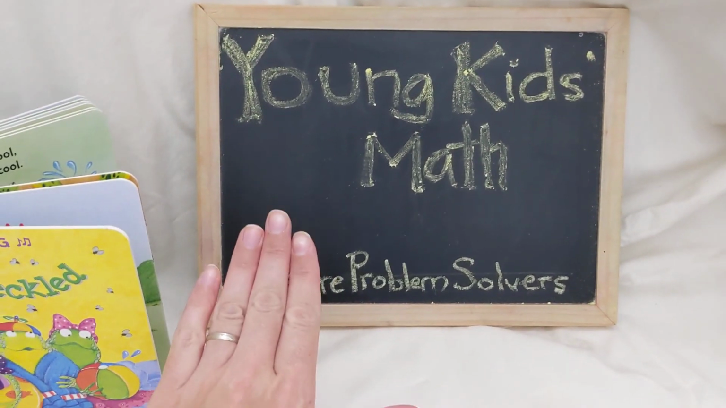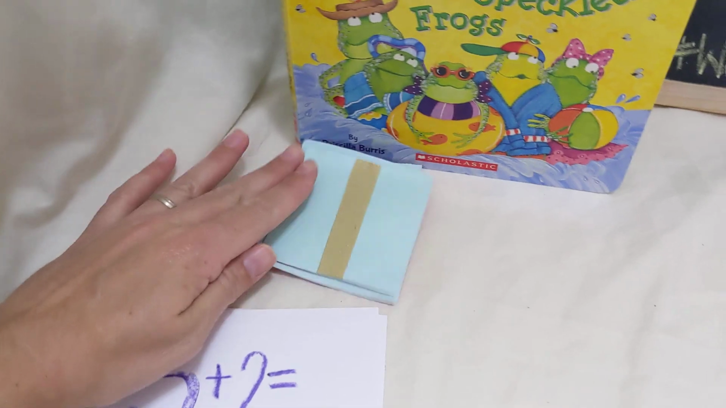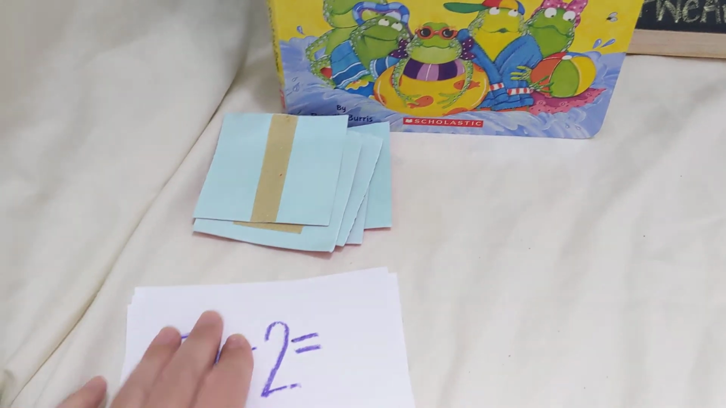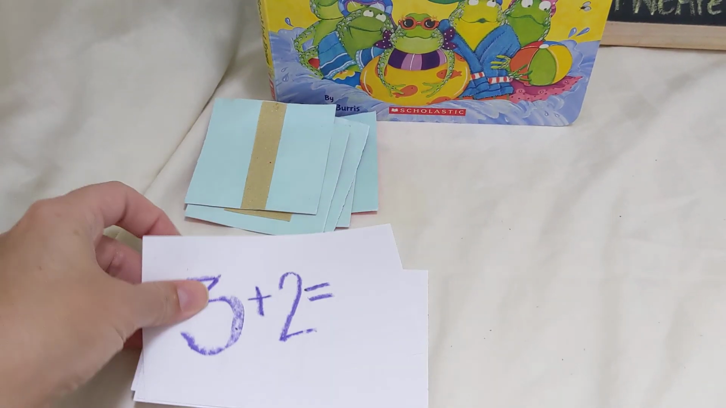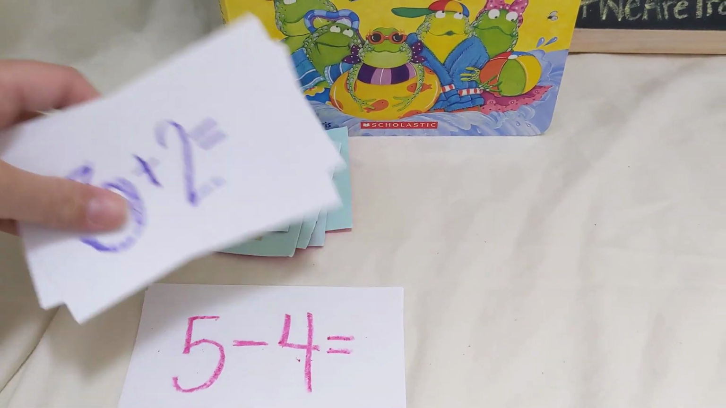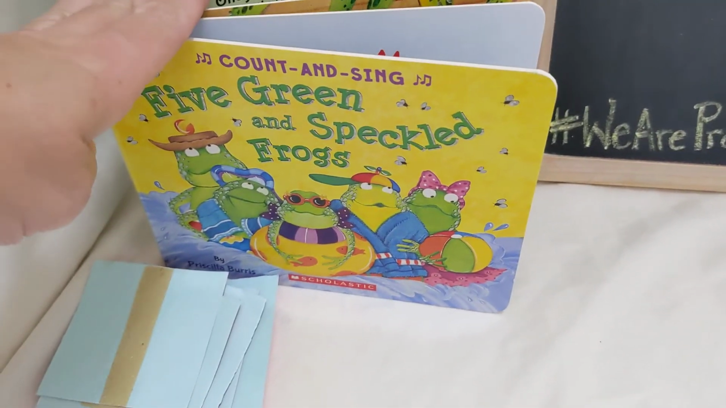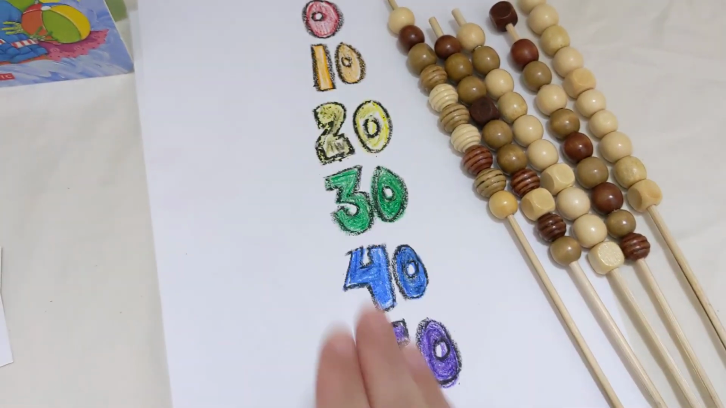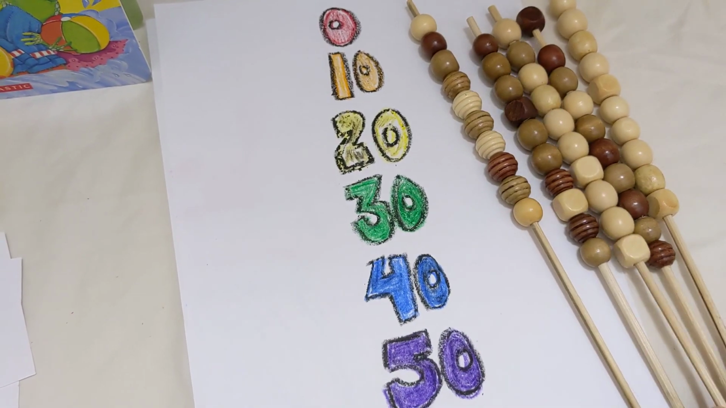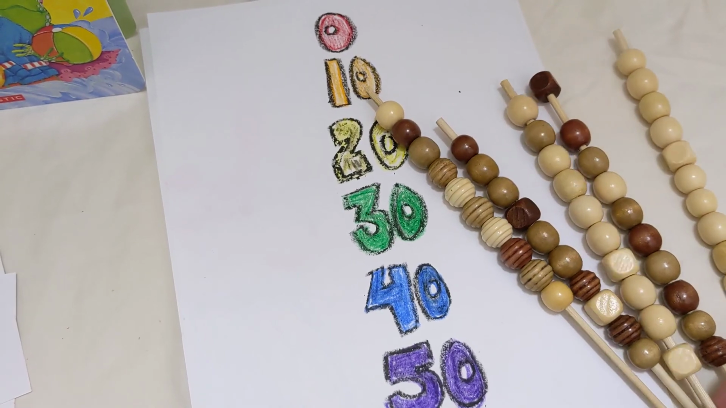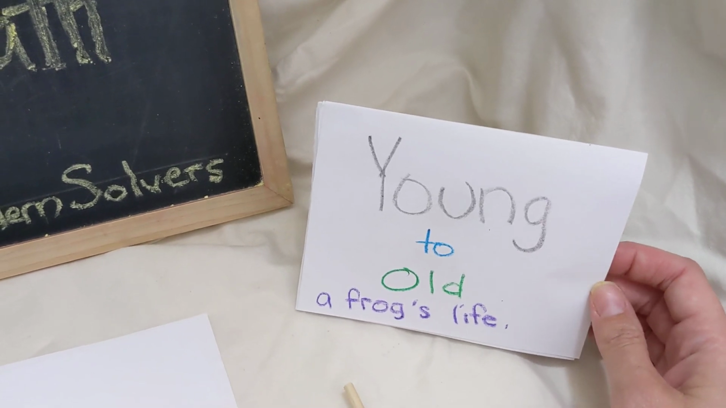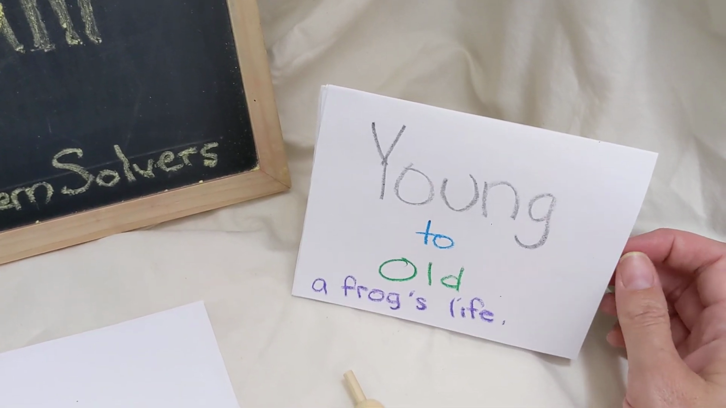Thank you so much for joining me today for Young Kids Math. First, we practiced our numbers 1 all the way to 5. We did a little plus and a little minus problems, addition and subtraction. And then we read 5 Green and Speckled Frogs. Next, we counted from 0 all the way to 50 together using our number beads. Then we learned a little bit about the frog's life cycle and talked about young and old.